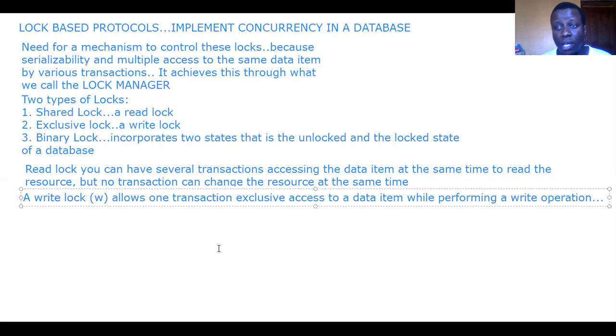But with exclusive, it means that you have exclusive access to that data item for a particular period of time so as to perform those aspects that we are having. So we have that shared and exclusive.